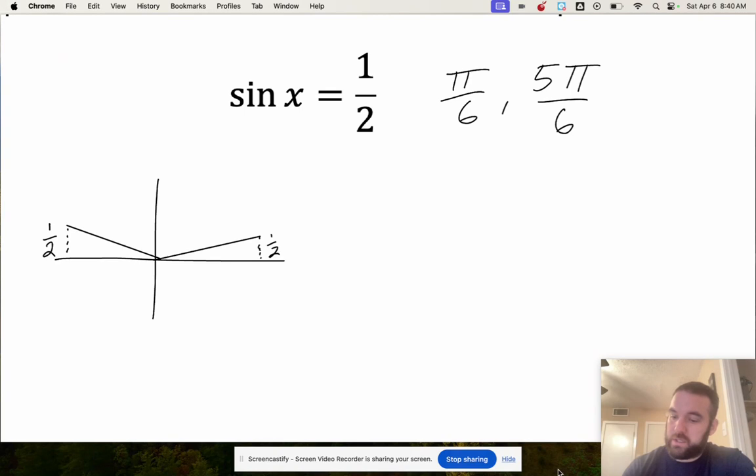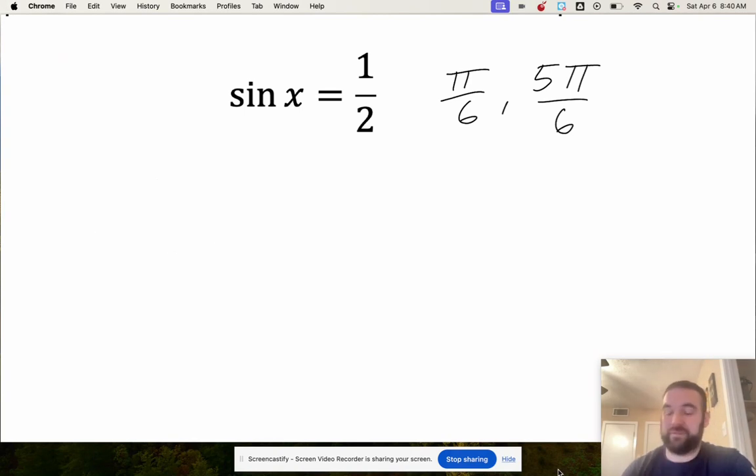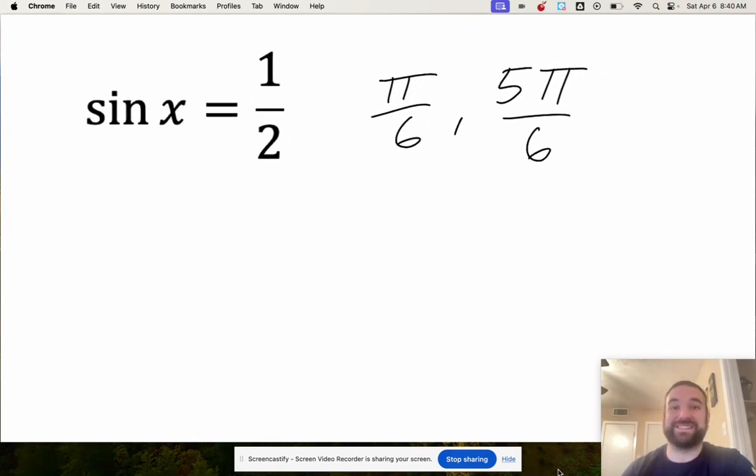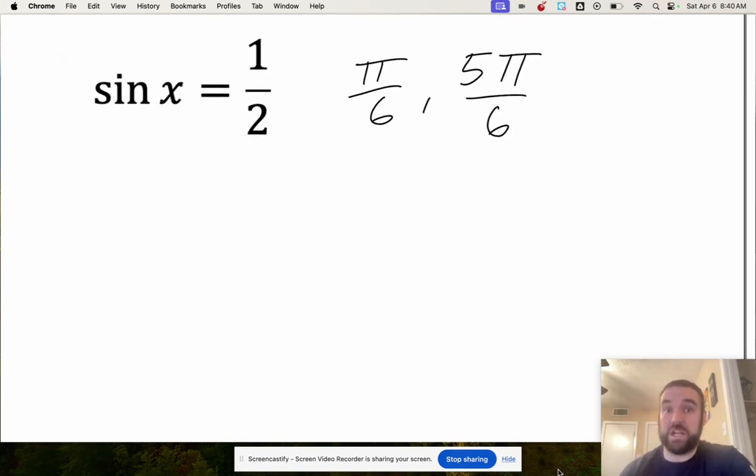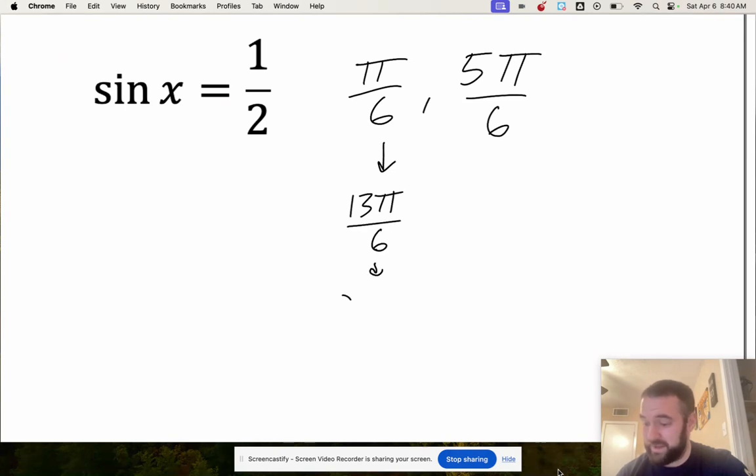But it is also equal to 1/2 if that angle is anything that is the same as pi over 6 or 5 pi over 6, meaning anything that's coterminal to pi over 6 has a sine of 1/2. So I could add or subtract 2 pi to this. I could add 2 pi, which would be 13 pi over 6. I could subtract 2 pi and get negative 11 pi over 6. I could add another 2 pi or subtract, or keep going over and over and over.